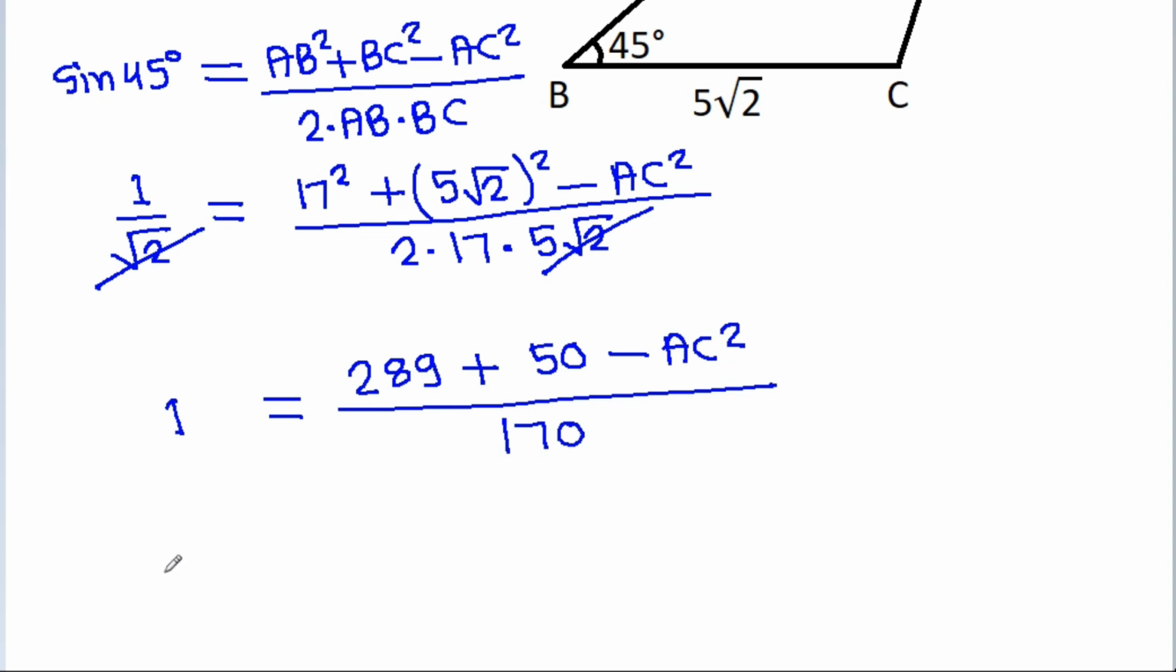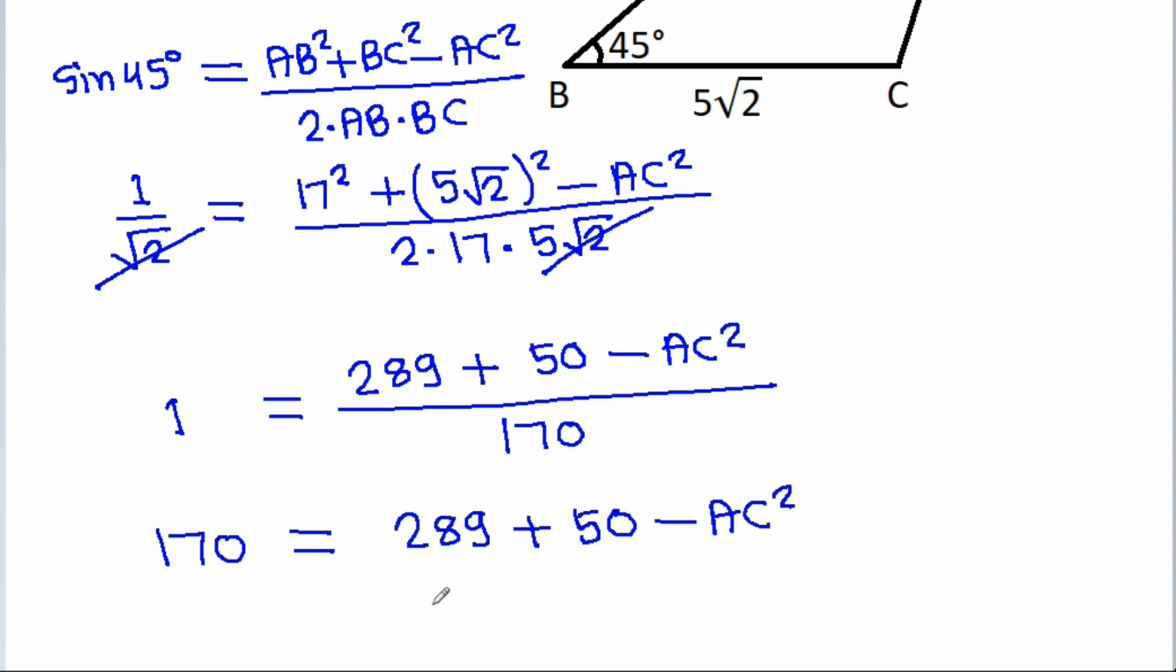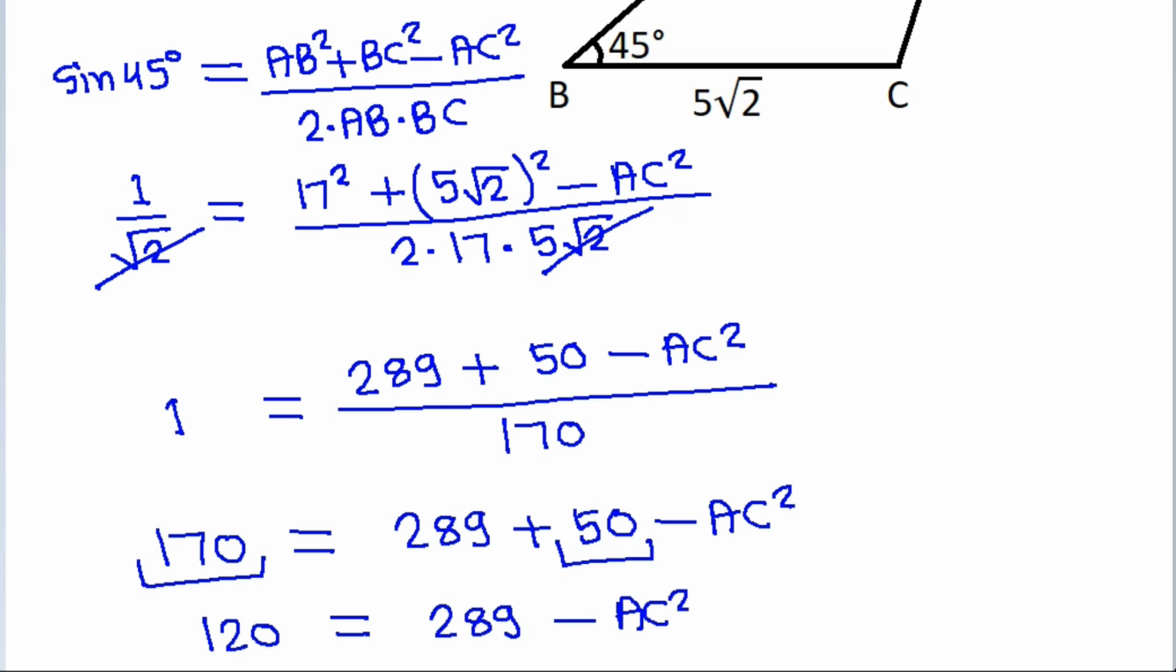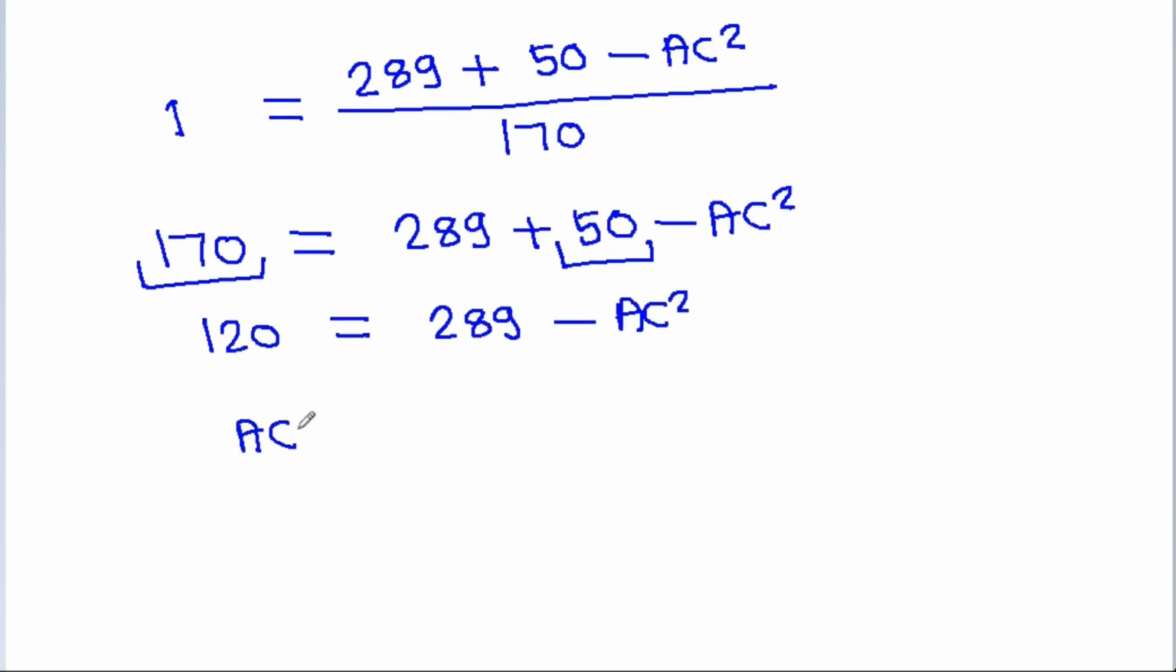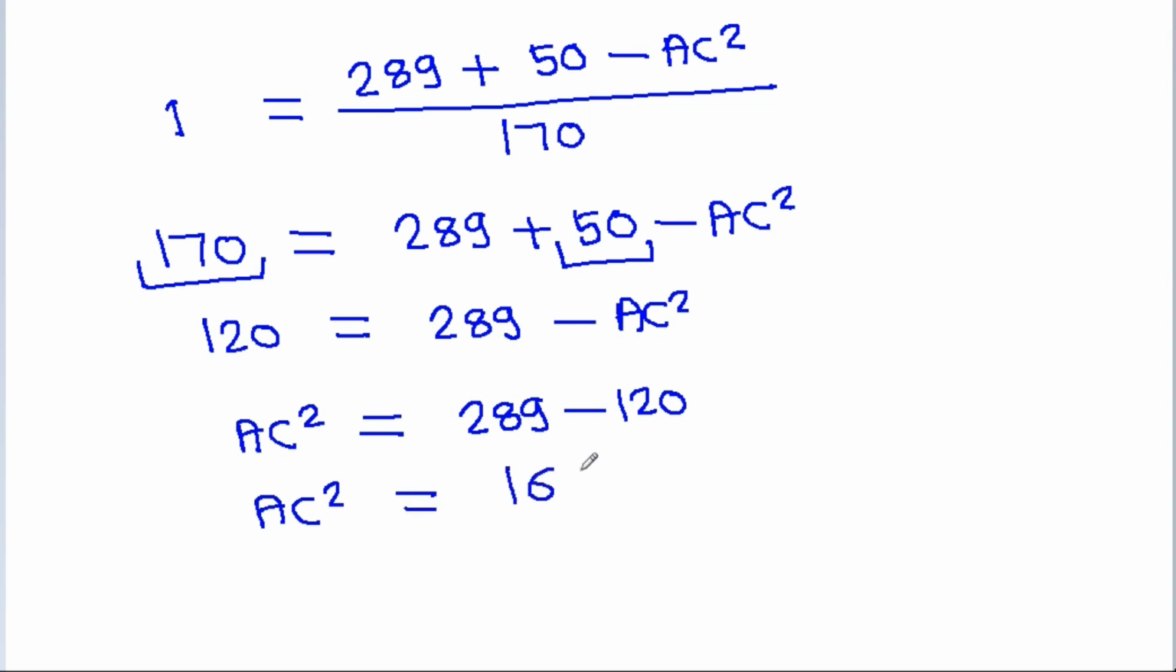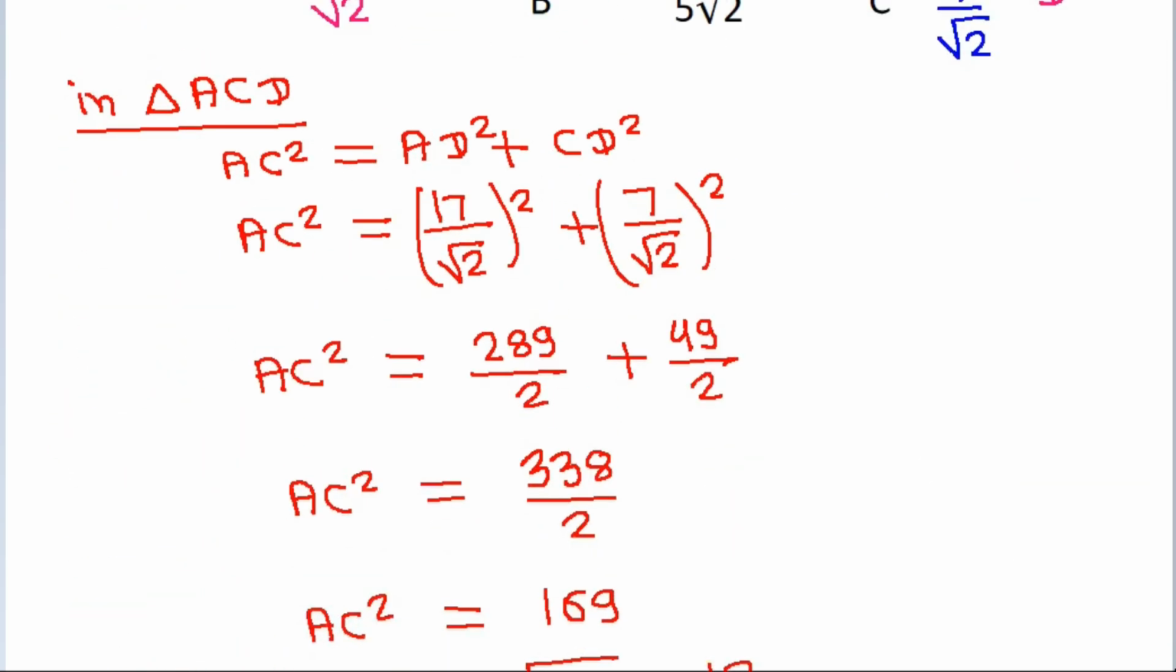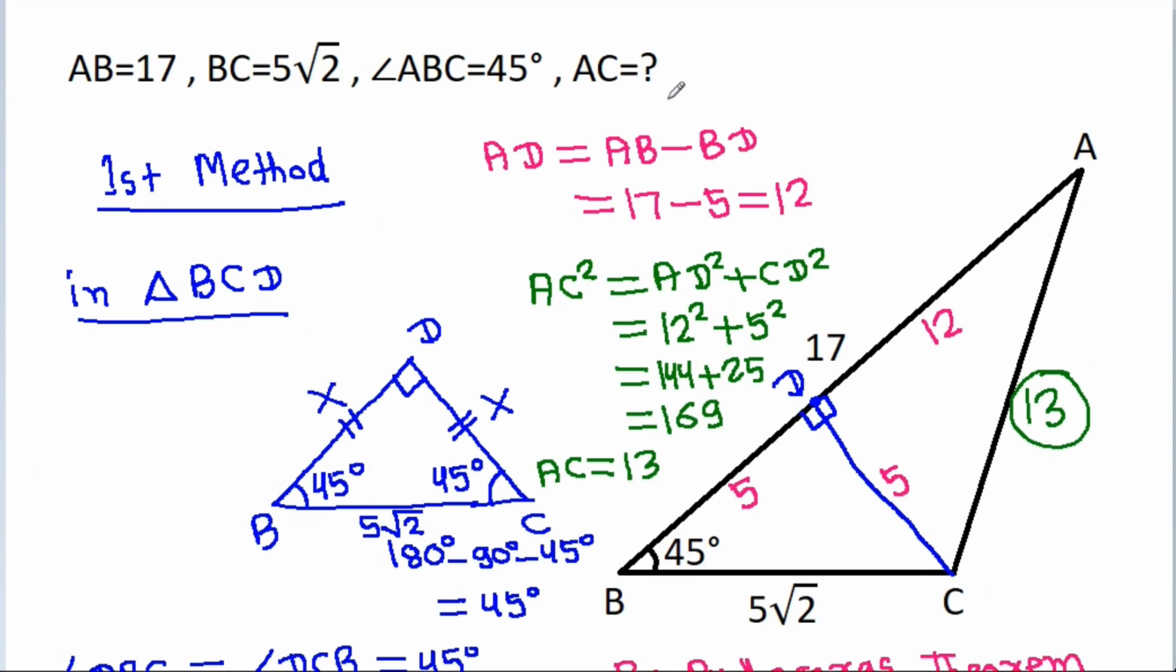And if we cross multiply, then 170 will be equal to 289 plus 50 minus AC square. And 170 minus 50 is 120. That is equal to 289 minus AC square. So AC square will be equal to 289 minus 120. And AC square is equal to 169. So AC will be equal to a square root of 169, that is 13. So AC is 13.